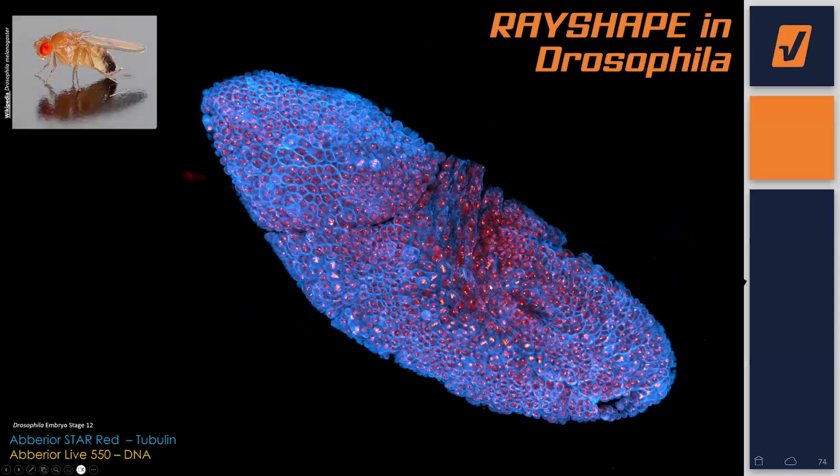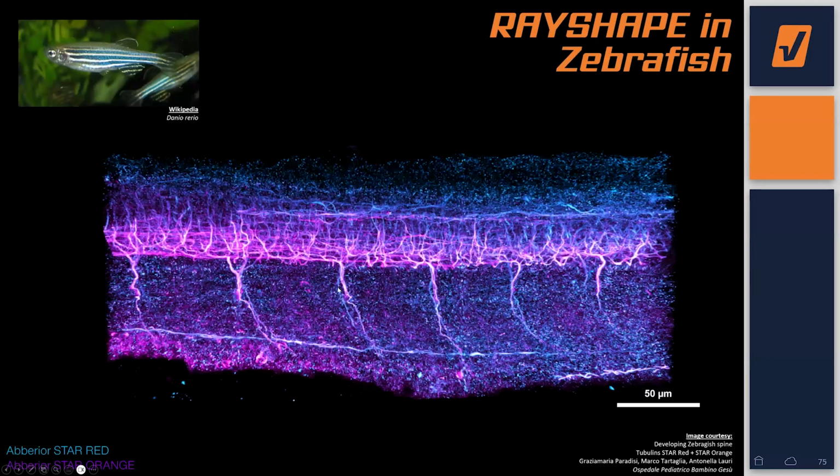And RayShape can be applied also to confocal. This is a confocal image from us of the whole Drosophila larva. And then this is zebrafish deep tissue imaging to see the neuronal projection from the dorsal to the ventral.